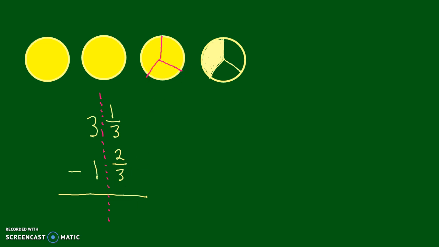So now, with our picture, we have represented 2 and 4/3, because each piece is worth a third. So 1, 2, 3, 4. Now I want to start by taking away 2/3. To do that, I'm just going to cross out 2/3 of the pieces we have.